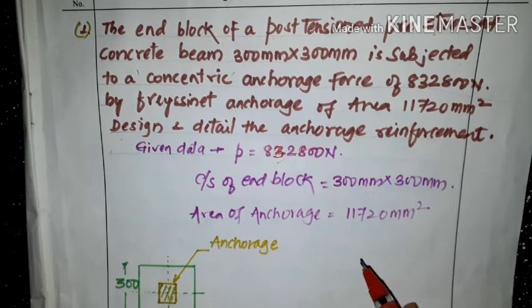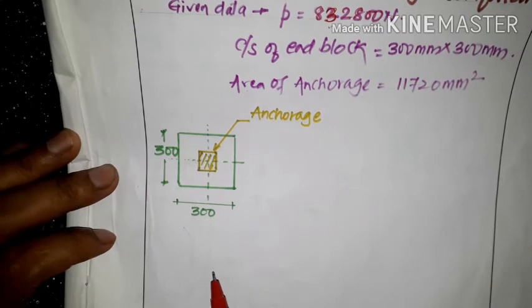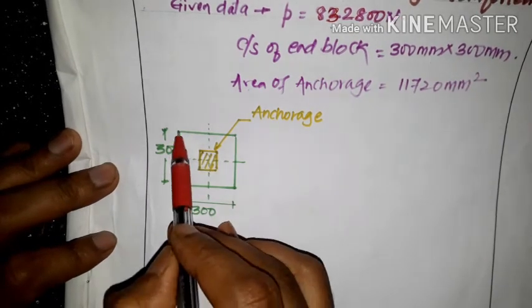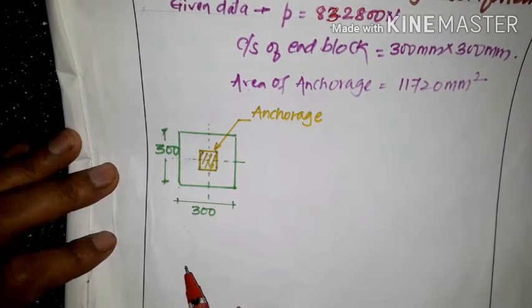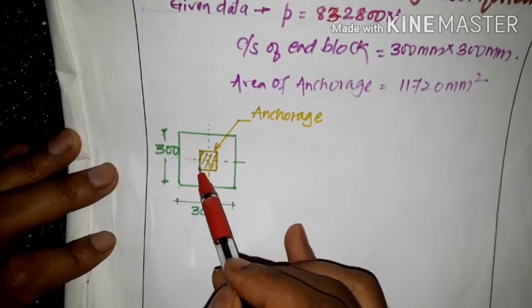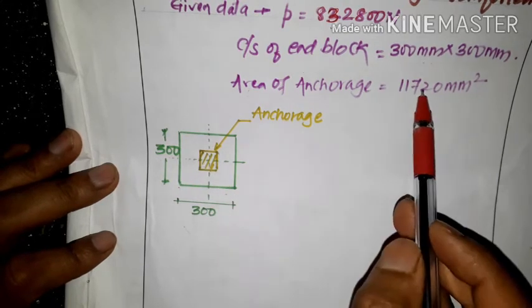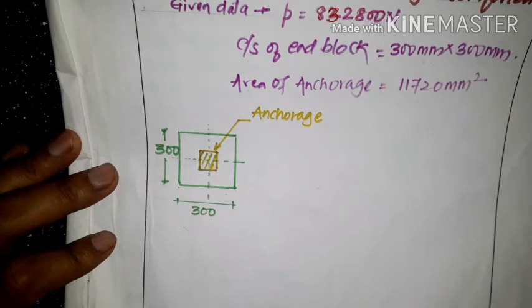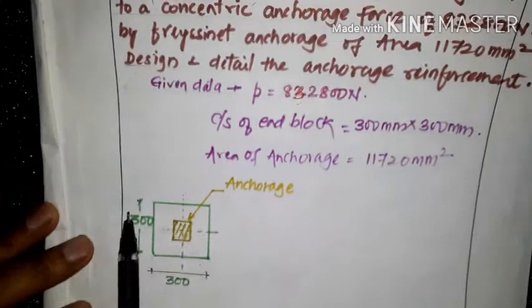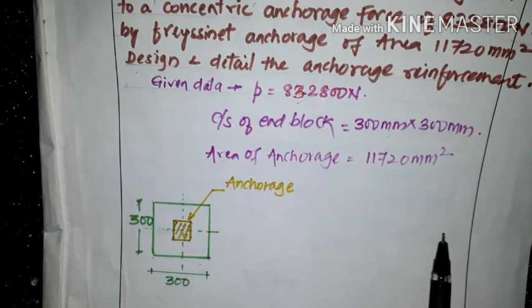Understood? So now a small figure with respect to that. We have the cross section of the end block, which is 300 mm by 300, and this yellow color we can see is an anchorage system of area 11720 mm square. Understood? Okay, so we have to design and detail the anchorage reinforcement. You have to give the detailing part also.